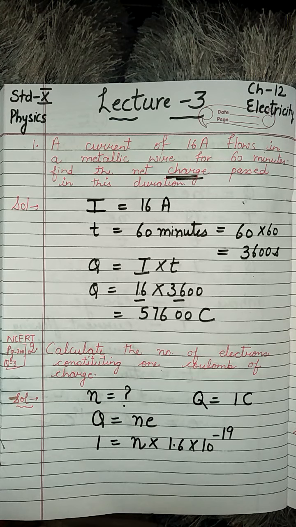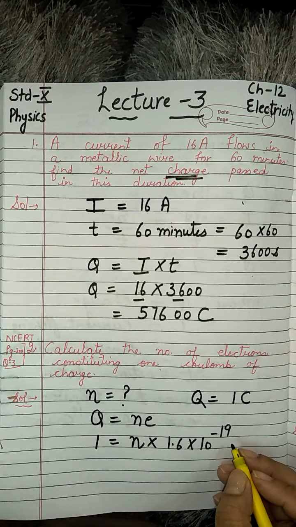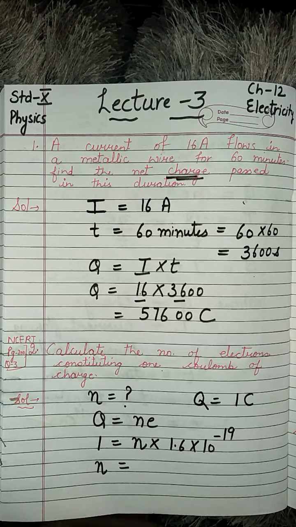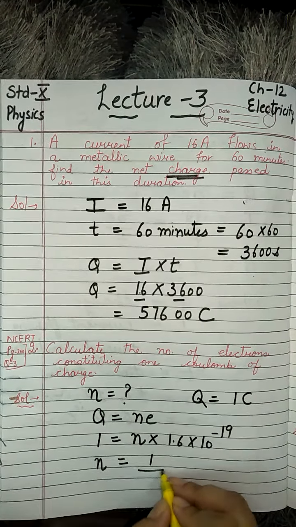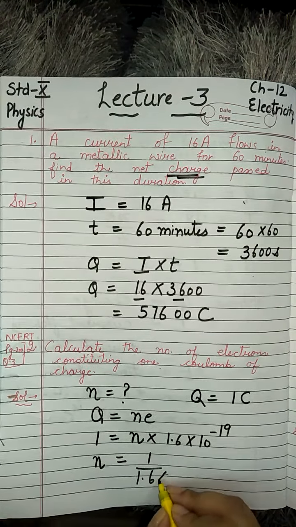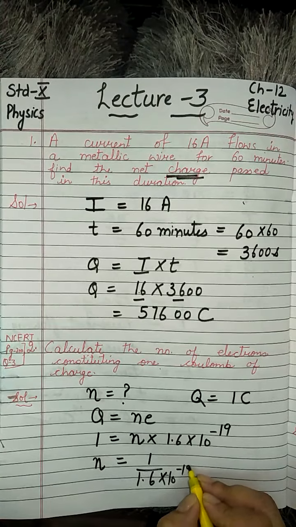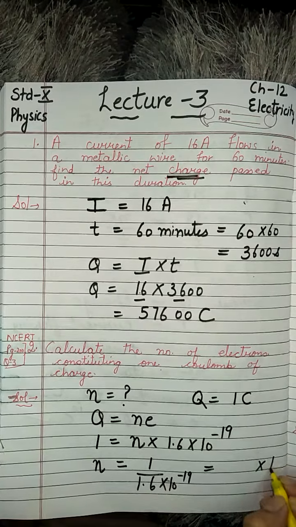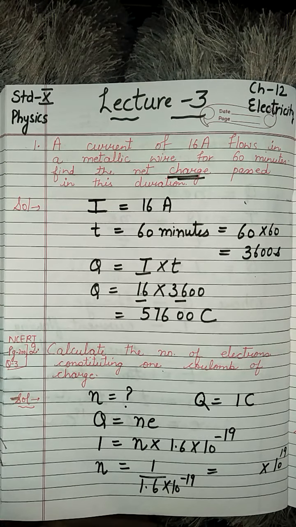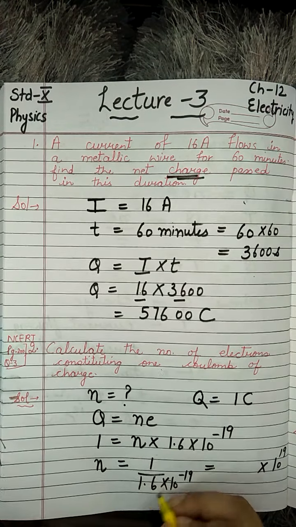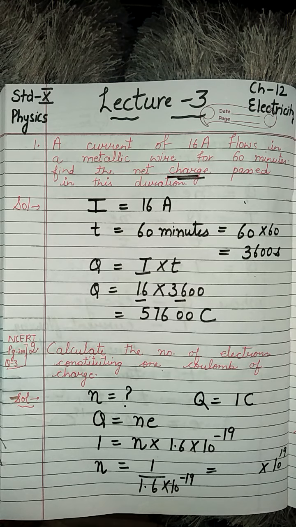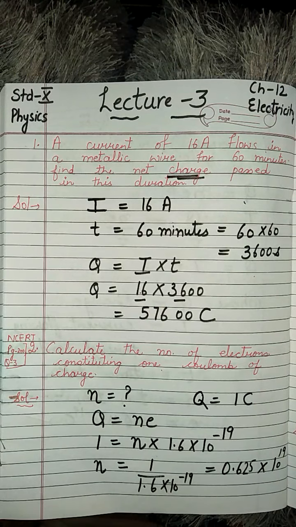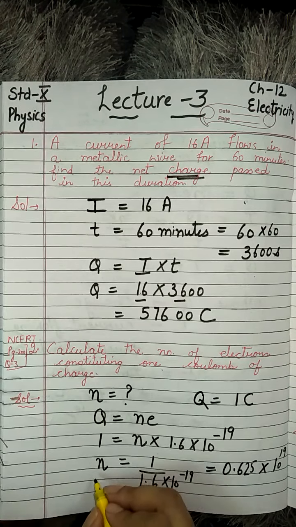Sorry, 1.6 into 10 raised to power minus 19 coulomb. It's okay. Now you want to find out n. N will be given by 1 divided by 1.6 into 10 raised to power minus 19. Taking this up on the upper side, it will become positive, and when you divide this figure, your answer will come out to be approximately 0.625, and this is the number.